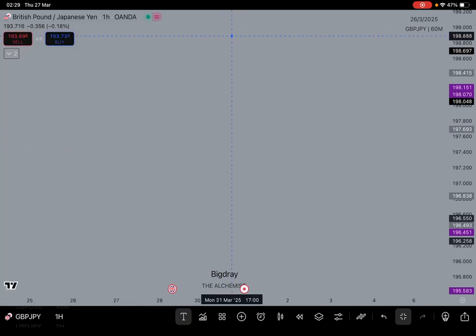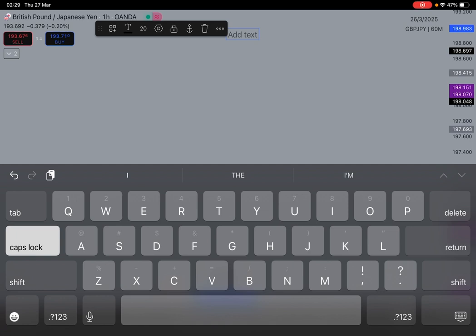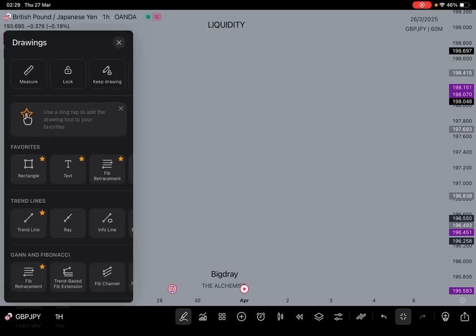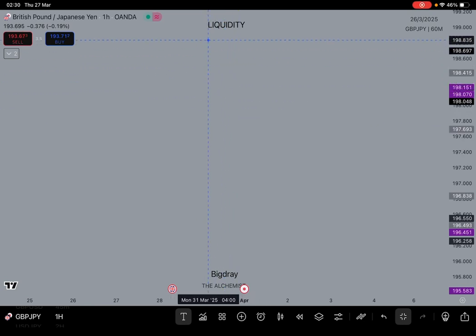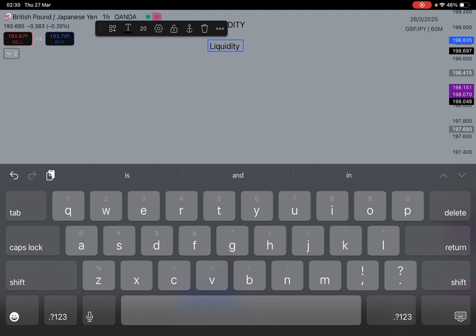It's a simple term. Liquidity means money. So liquidity means money. First, let me write it. Liquidity means money.